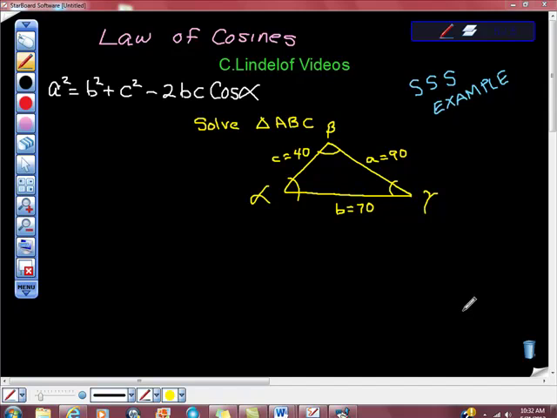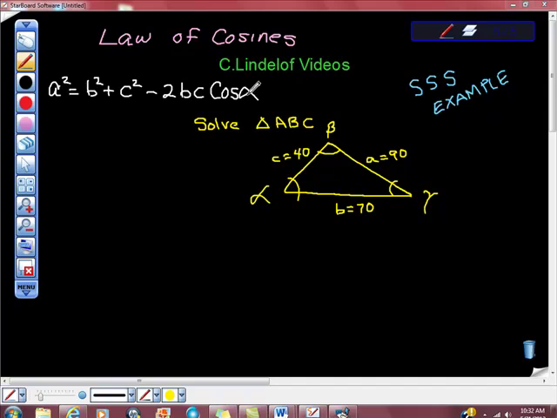Continuing our investigation on law of cosines. I didn't write out all the rules again. This can all be turned around differently, but I'm going to start with a squared is equal to b squared plus c squared minus 2bc cosine alpha.